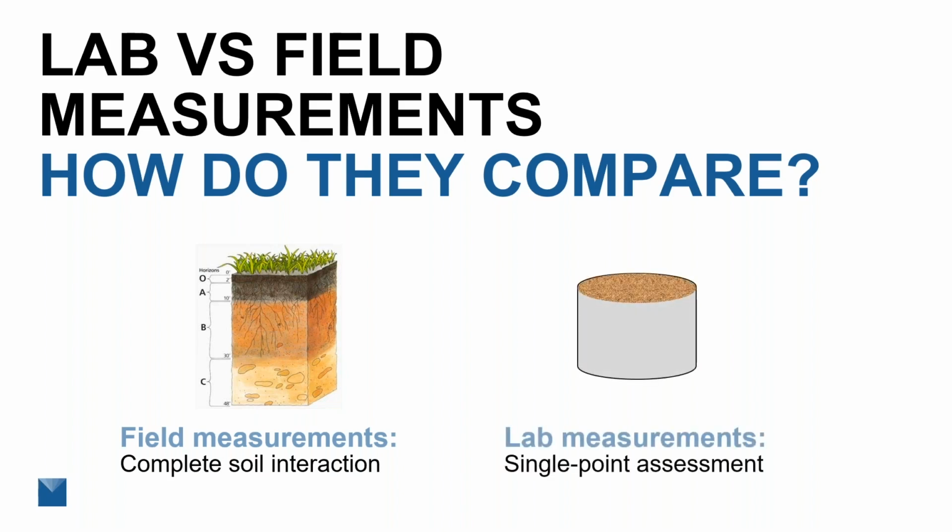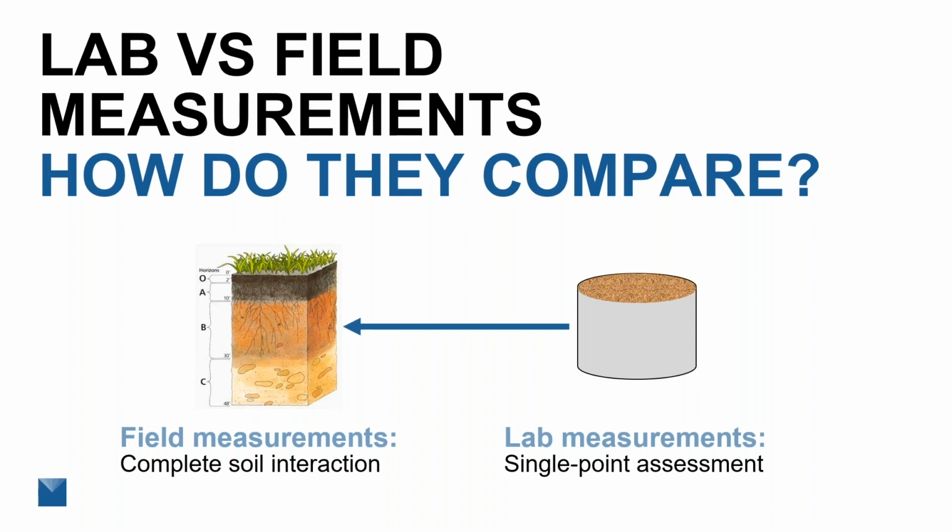When we think of lab measurements, we're really taking a single point assessment. So we're taking samples at different points within the profile and bringing them back to the lab and measuring their properties there. The advantage of lab measurements is we really get to isolate the sample, and we don't have any effects of three-dimensional flow. So we can do a better job of getting at the intrinsic soil properties versus field measurements, where we're just looking at the total soil interaction.